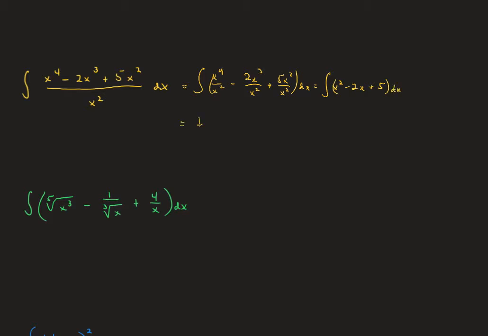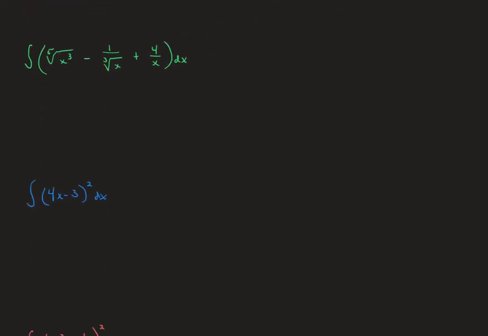So we'll get a 1/3 x cubed, and then we'll get a minus, and then we'll have a 1/2 x squared, and the 1/2 will cancel with the 2 and make that just a minus x squared, and then a plus 5x and plus c. And there's our antiderivative.